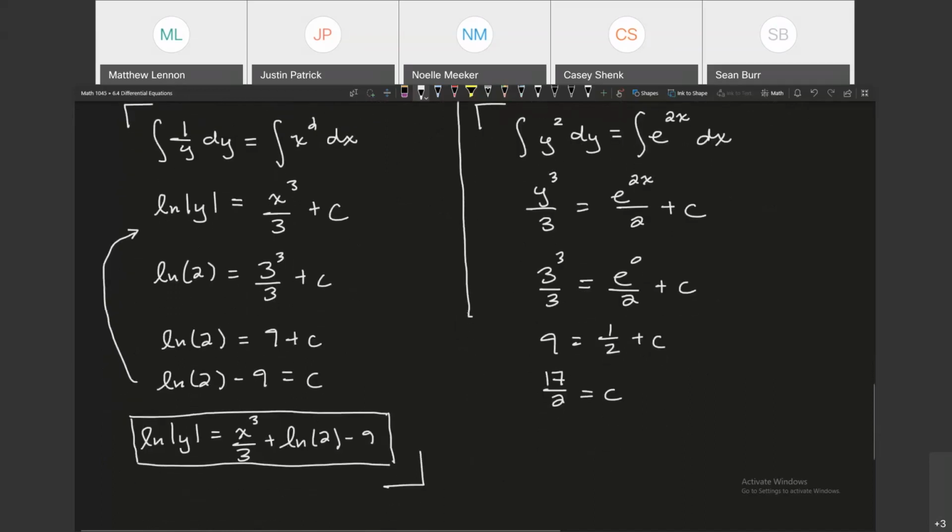So we have, again, we're just plugging this back right in here since we found c. So our solution here is y cubed over 3 equals e to the 2x over 2 plus 17 over 2.